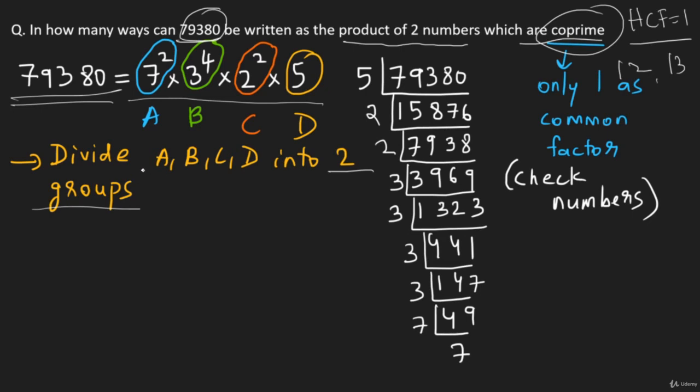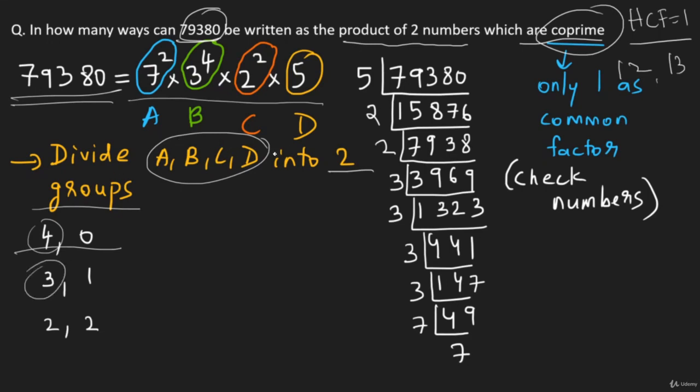Now let's try to divide A, B, C and D into two groups. There are three ways in which we can do that, right? I could put all four into one group and have nothing in the other group. The other way is I can put any three of these into one group and whatever remains into the other group. And the third way of doing it is I split it evenly. That is, two of these are put in one group and two in the other group.